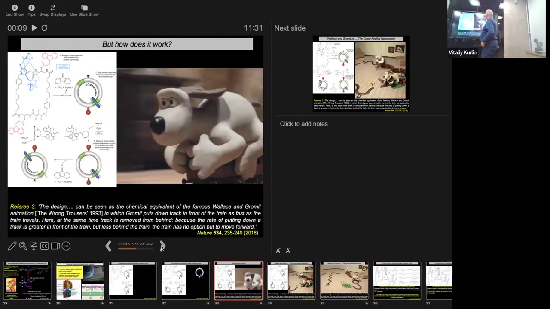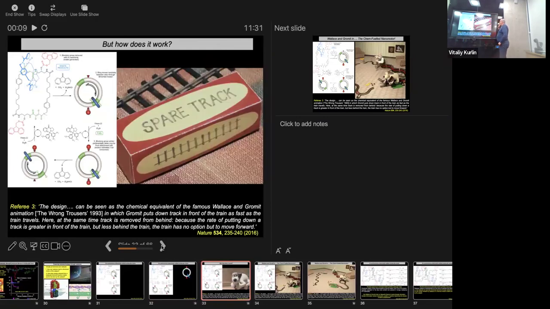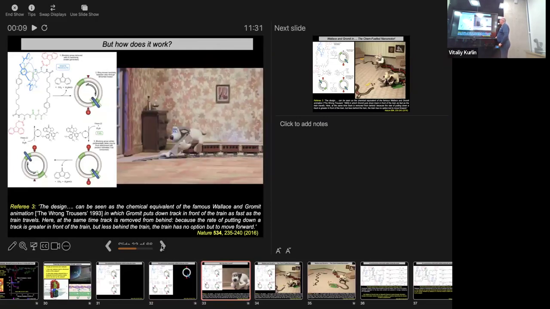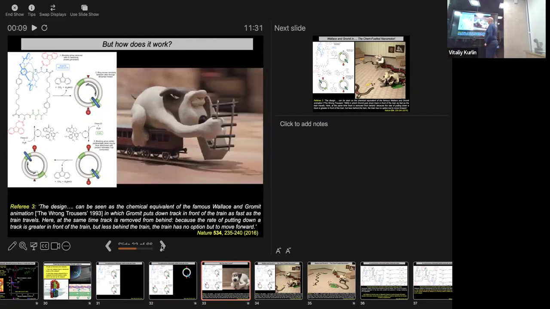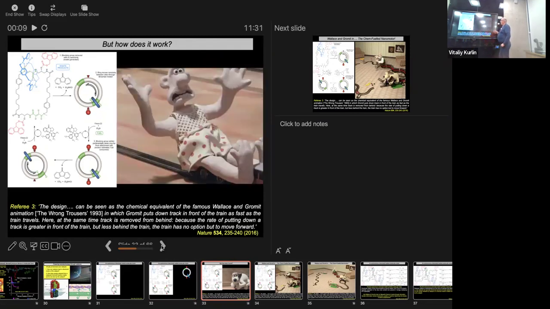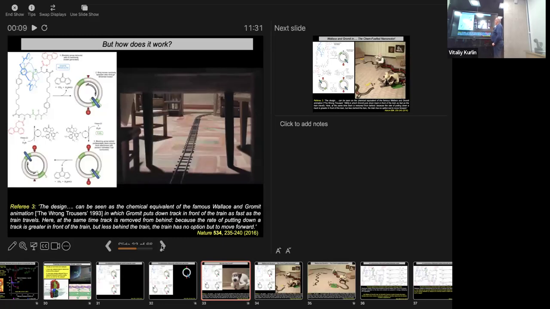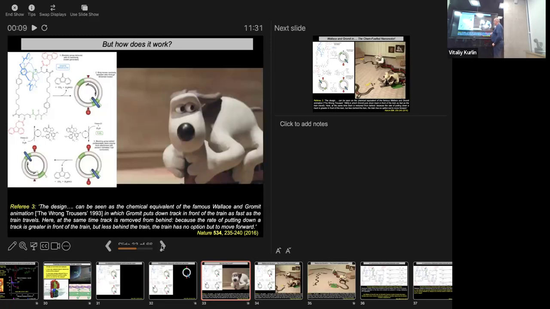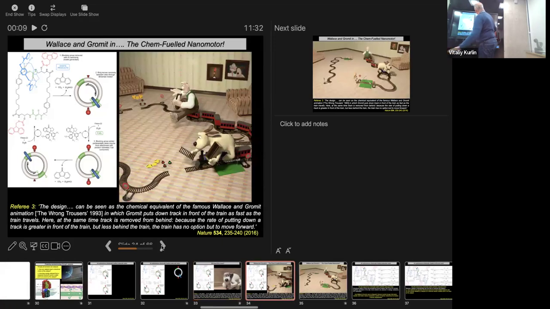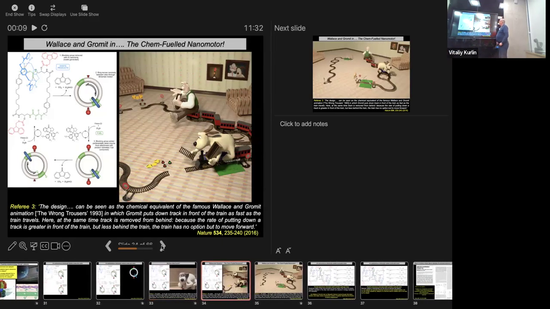Now, it's a bit hard to appreciate exactly how this works, but when we published the paper, one of the referees said that this molecule is like this Wallace and Gromit cartoon, where Gromit, the dog, is putting down a track in front of this train, and the referee points out that our molecule is like that, but at the same time you need to remove the track from behind the train so that it can't go backwards. And we like that analogy of the referee. So we had a little animation of our molecule acting like the Wallace and Gromit cartoon.